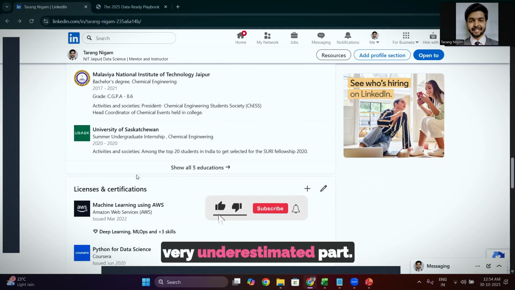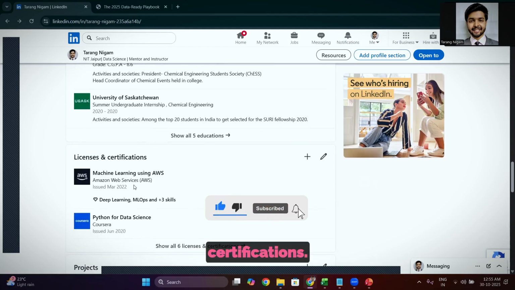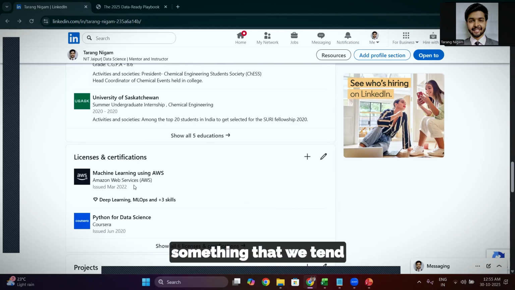Now, a very underestimated part, that is licenses and certifications. Licenses and certifications are something that we tend to ignore. Why? Because either we have not done any certifications, or if we have, we tend not to mention them. See, although licenses and certifications look pretty flashy on paper, I agree that this cannot judge or give you complete clarity about the candidate. But understand, you are going into a market where various things are kept. If you're not going to showcase yourself in a very good way, you're going to get skimmed from the recruiter's eye. So we have to make ourselves presentable.